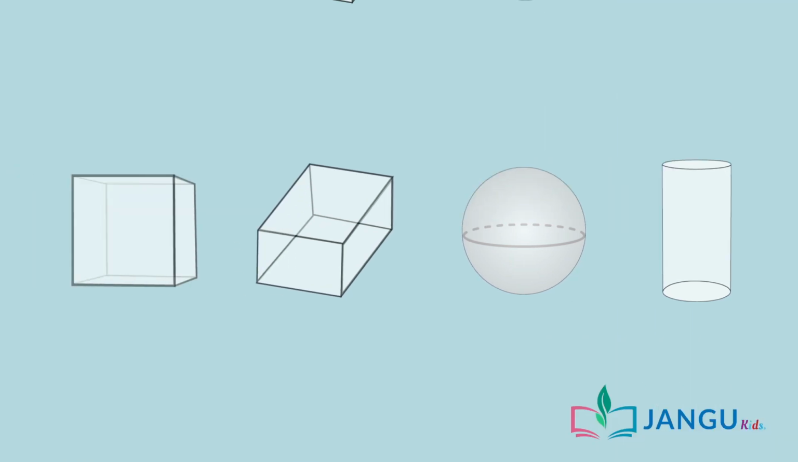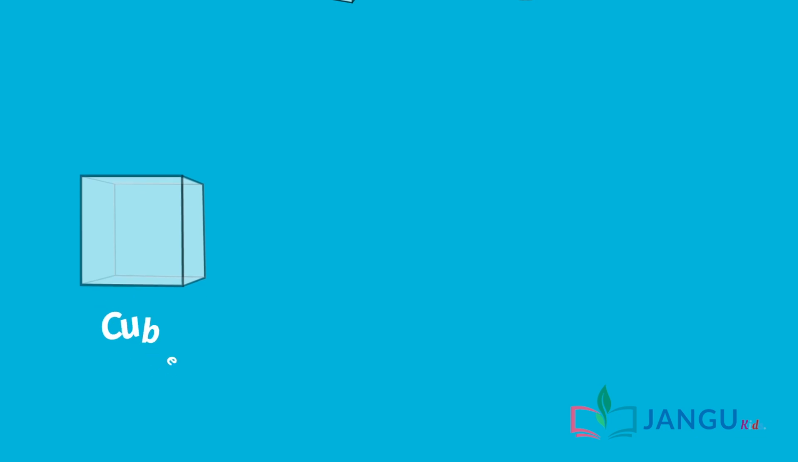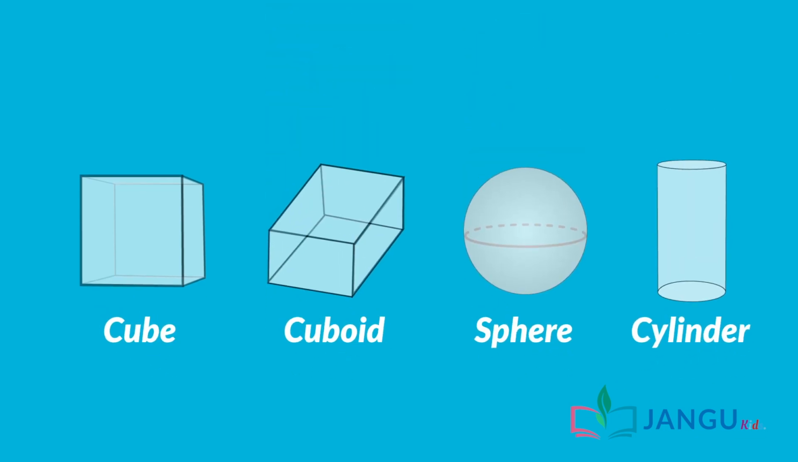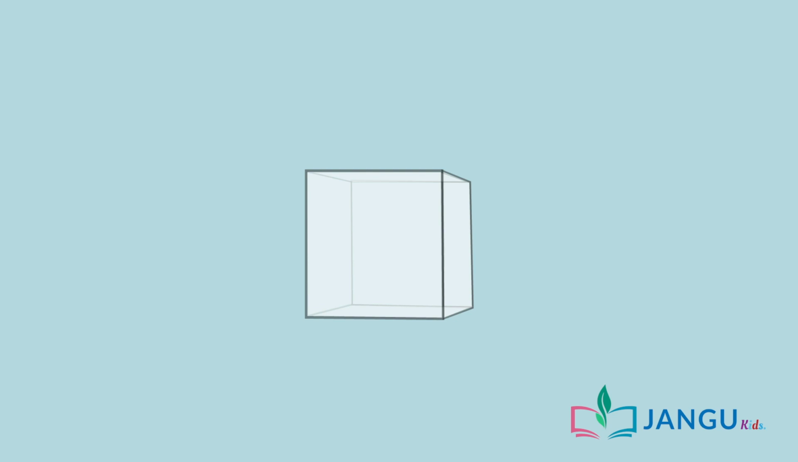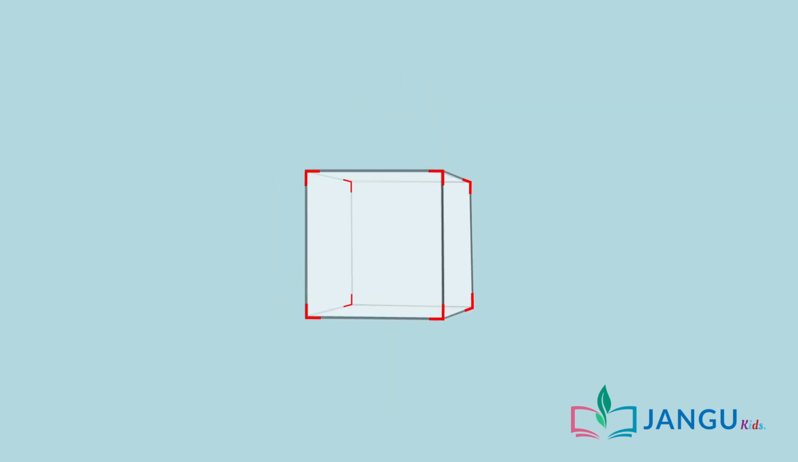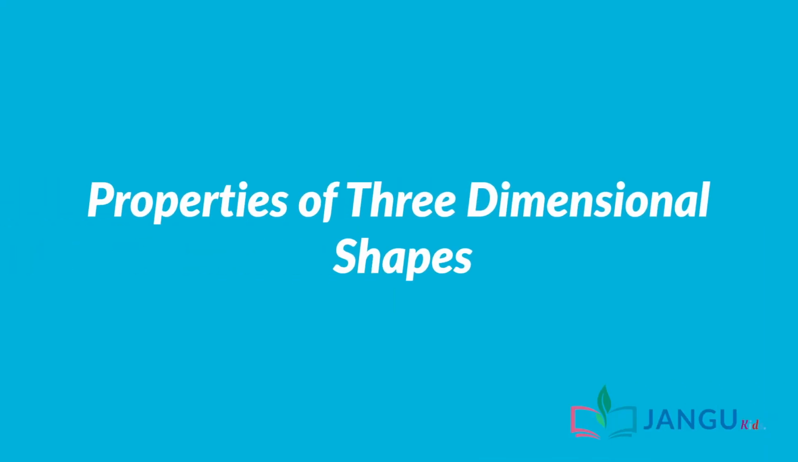Three-dimensional shapes are objects or shapes that are measured in 3 dimensions: height, width, and depth. Common three-dimensional shapes are cubes, cuboids, spheres, and cylinders. Three-dimensional shapes have properties like faces, corners, and edges. Let's take a look at the properties of the following three-dimensional shapes.